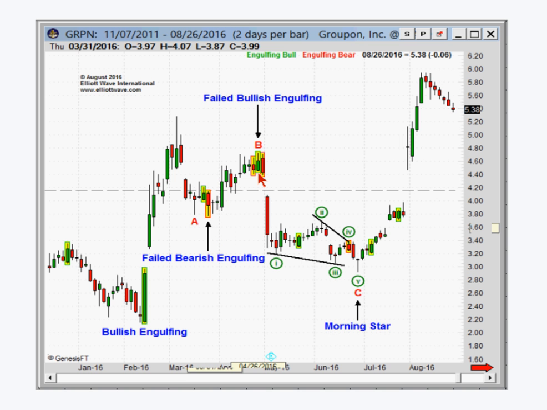And then we have another failed bullish engulfing pattern here. Again, with a bullish engulfing pattern, the market should have gone up. It didn't. It was immediately followed by a bearish engulfing pattern. So we have our A, B, and then what's really nice, notice the move to the downside. This is our ending diagonal. What formed here? A nice, very significant morning star formation. So again, very, very clear.